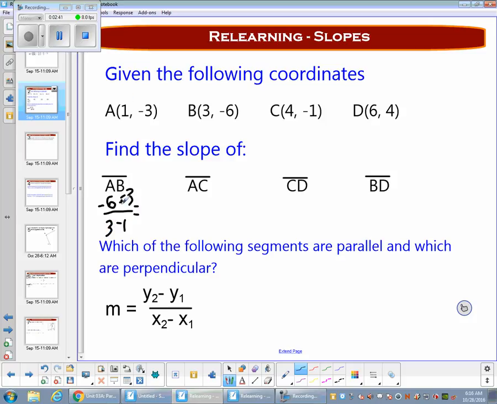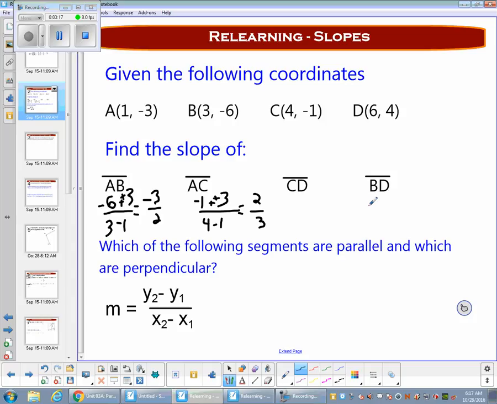Minus a negative means you add, so that's going to be negative 3 on top. 3 minus 1 is 2. So that is a slope of negative 3 halves. Now here we're going from A to C. So x1, y1, x2, y2. This is going to be negative 1 minus a negative 3 over 4 minus 1. Minus a negative brings us to 2. 4 minus 1 is 3.